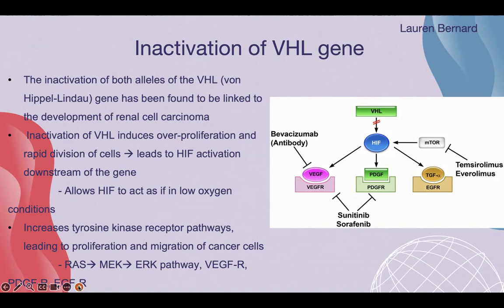And all of this will result in an increase in tyrosine kinase receptor pathways, such as the RAS, MEK, ERK pathway, the EGFR, PDGFR, and EGFR. The overactivation of these pathways can lead to the proliferation and migration of cancer cells, as well as a decrease in apoptosis, which results in the survival of abnormal cells, and increased angiogenesis, which brings new blood vessels to the tumor.